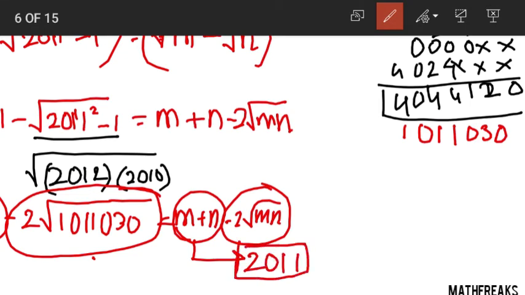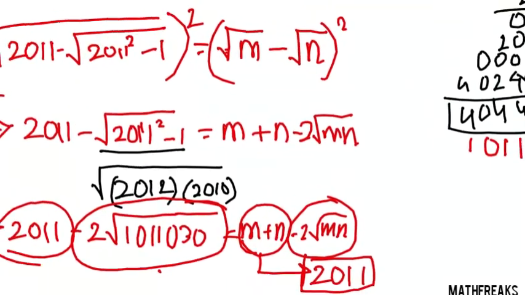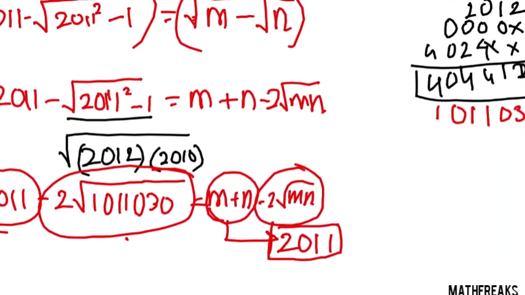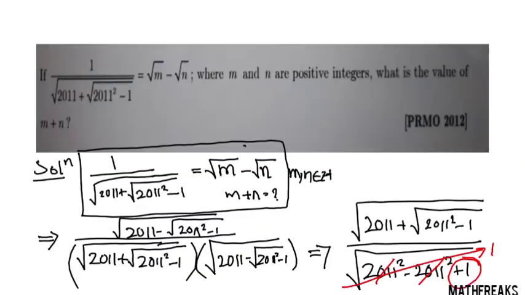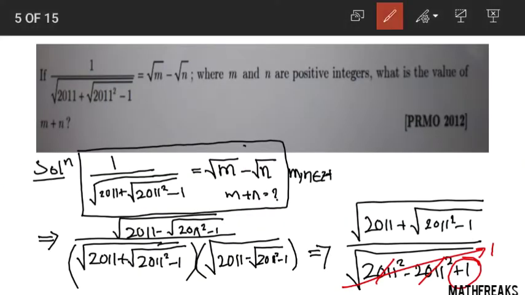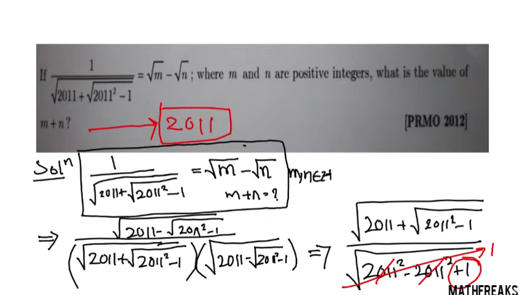We did nothing. First of all, we just rationalized the denominator, then we simplified the expression, and by comparing the LHS with the RHS, the answer that we got is m plus n is equal to 2011. Correct? So is this question clear? I hope that you gave it a try and your answer came as 2011. Perfect. Now let's move on to the next question.